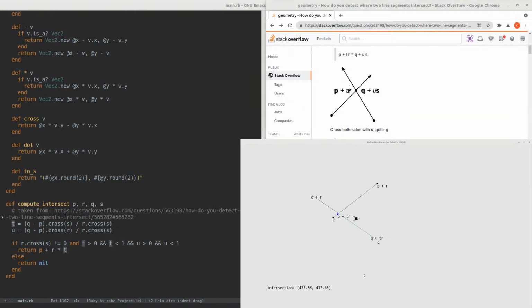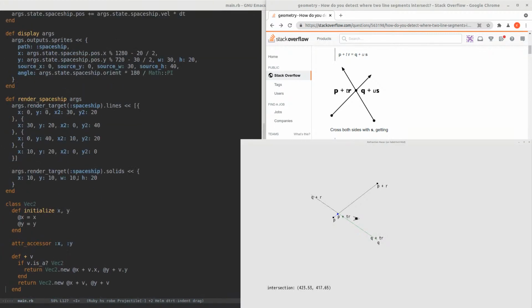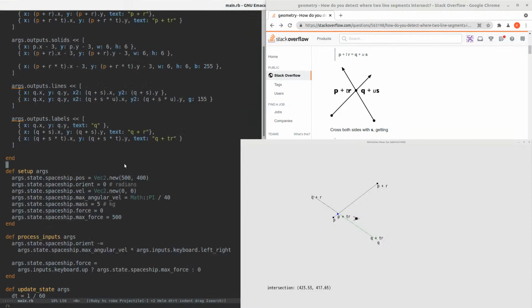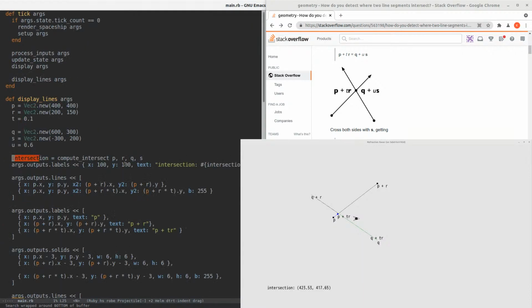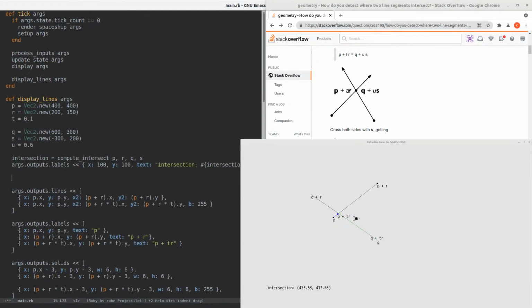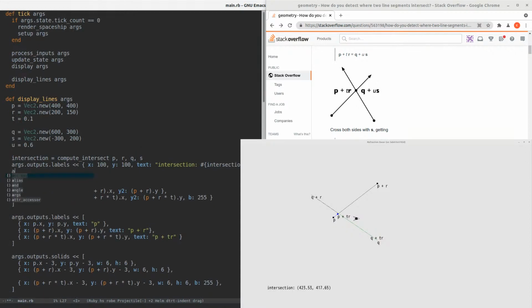Okay, so now we have this intersection point, presumably. Let's actually make sure this looks correct in terms of the point. So we'll just output this. Outputs.solids: x on intersection.x, y on intersection.y, and we'll do -3.